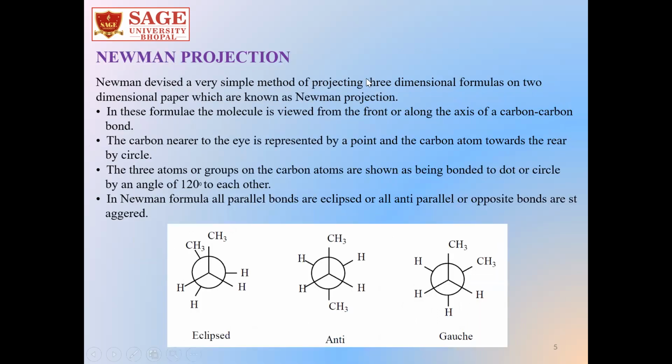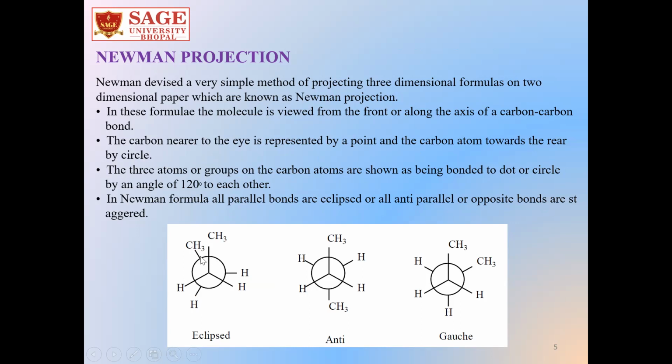There is another one, the last one, the Newman projection. Newman devised a very simple method of projecting three-dimensional formulas on two-dimensional paper, which are known as Newman projections. In this formula, the molecule is viewed from the front or along the axis of a carbon-carbon bond. The carbon near to the eye is represented by a point. So this is one carbon, and the carbon atom towards the rear is represented by a circle. So this is the rear carbon atom represented by a circle.